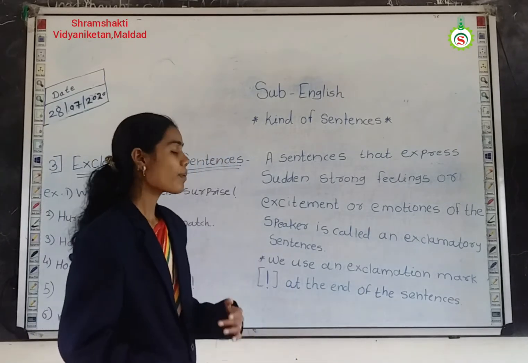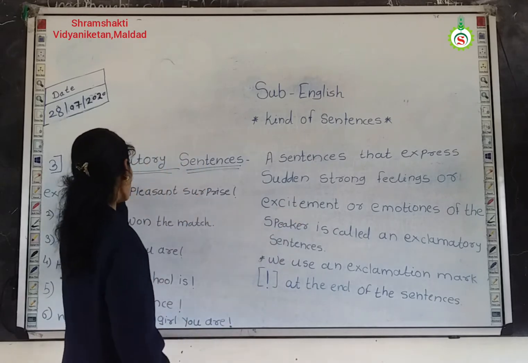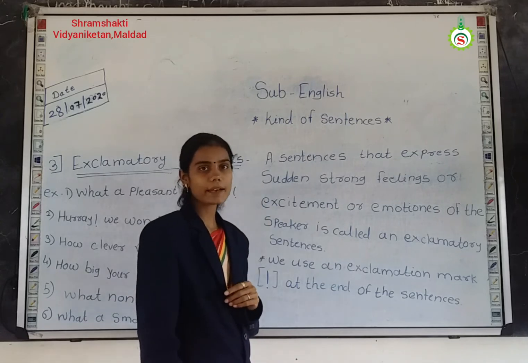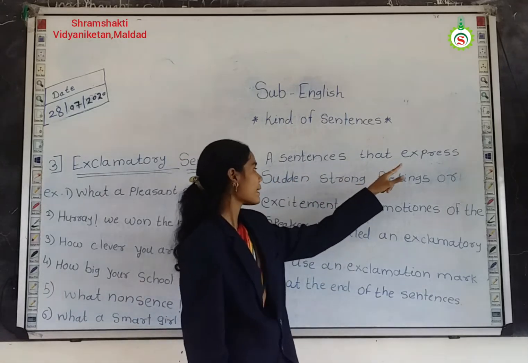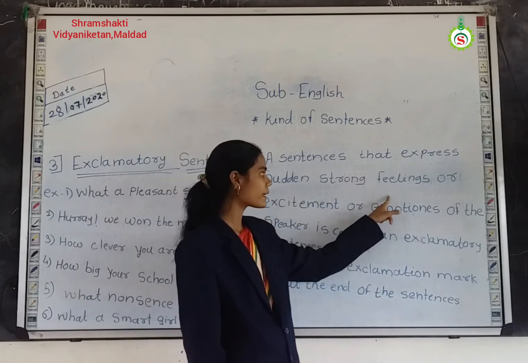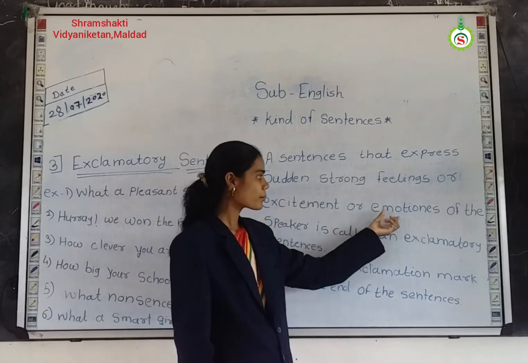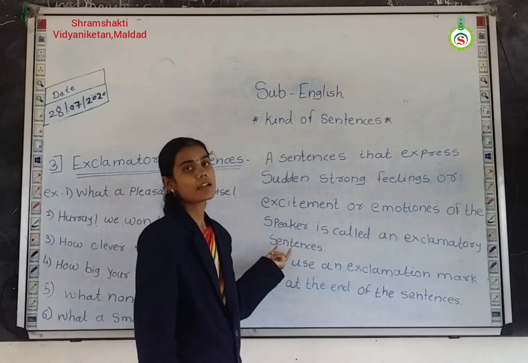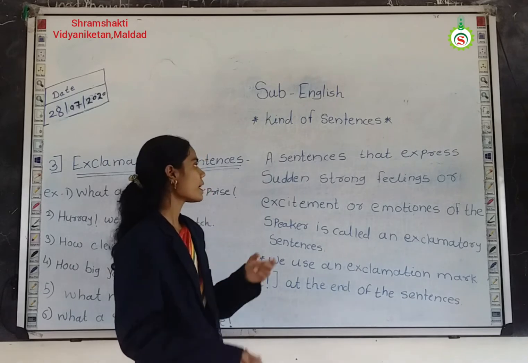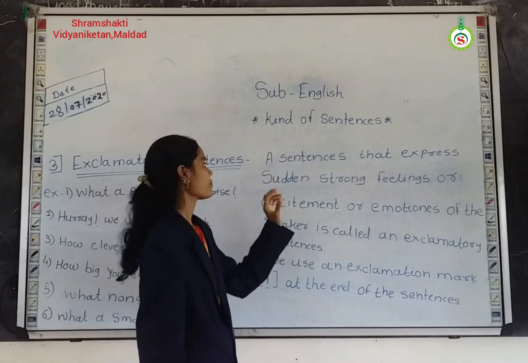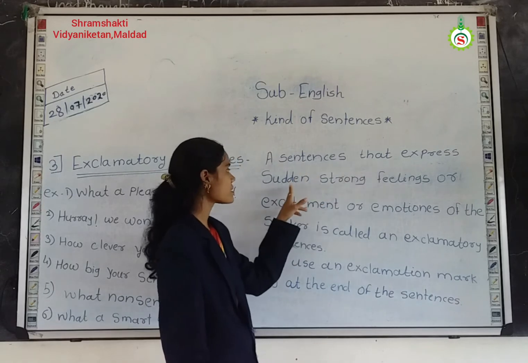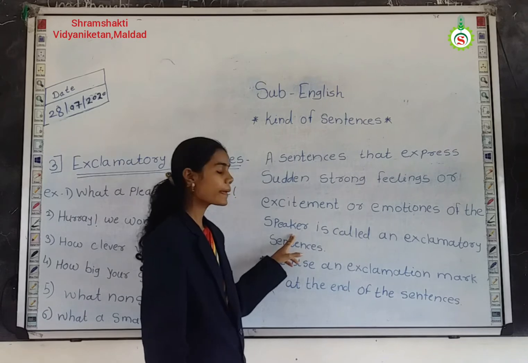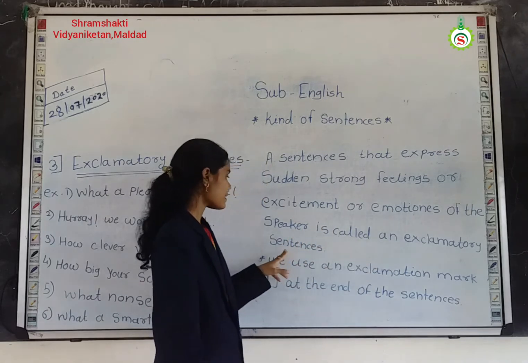So students, first we see the definition of the exclamatory sentence. I read the definition, listen carefully. A sentence that expresses sudden strong feelings or excitement or emotions of the speaker is called an exclamatory sentence. Again, listen carefully. I read this definition once again. A sentence that expresses sudden strong feeling or excitement or emotions of the speaker is called an exclamatory sentence.